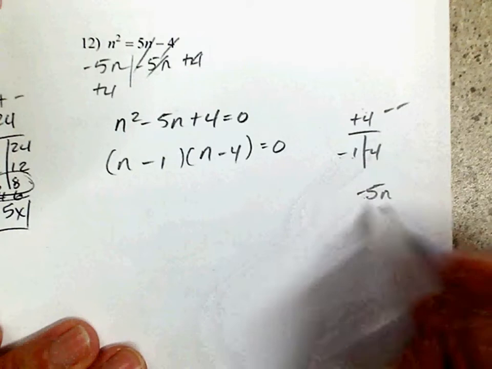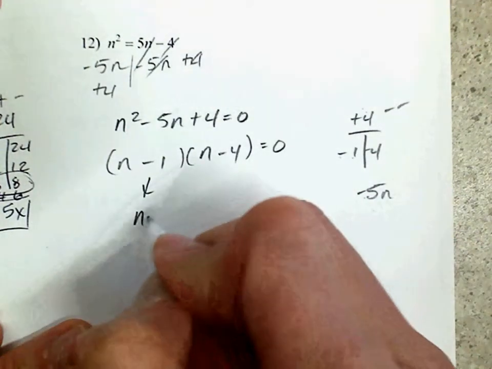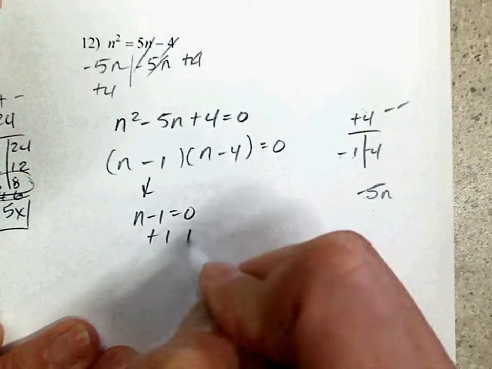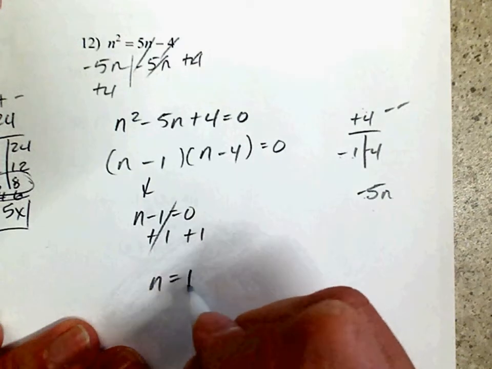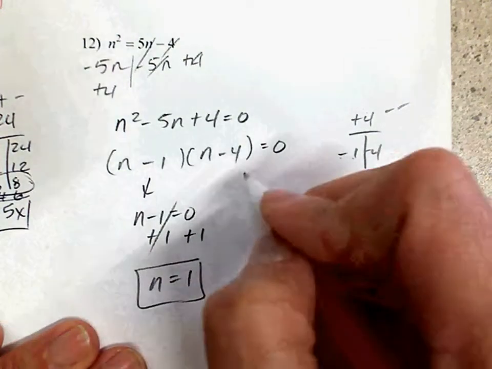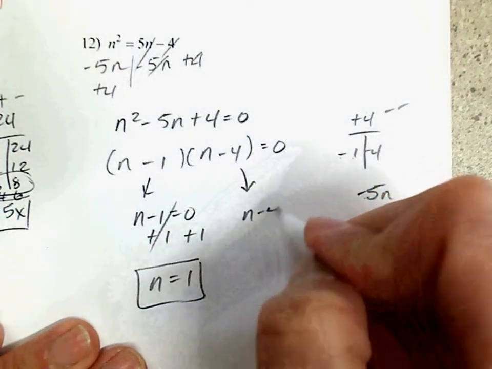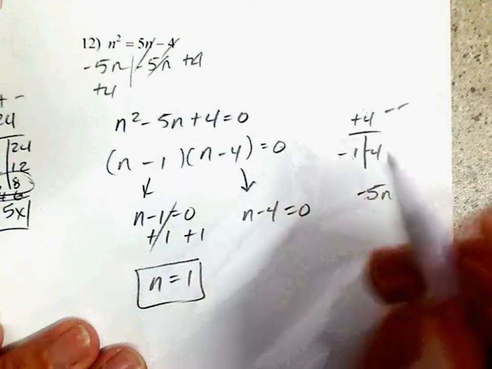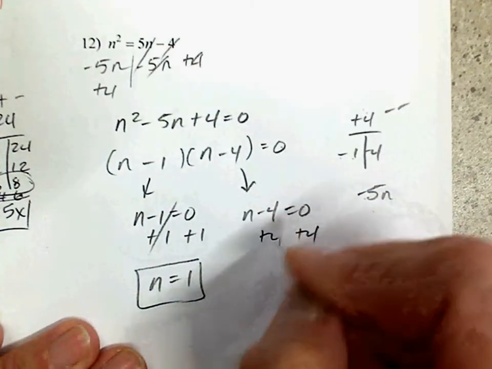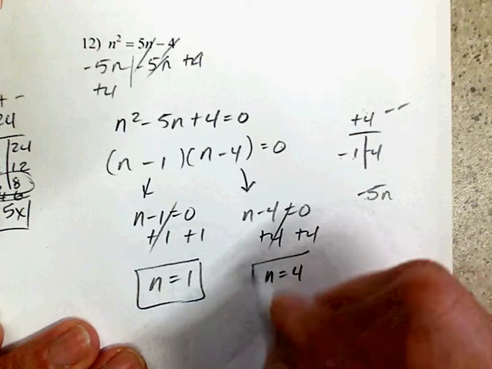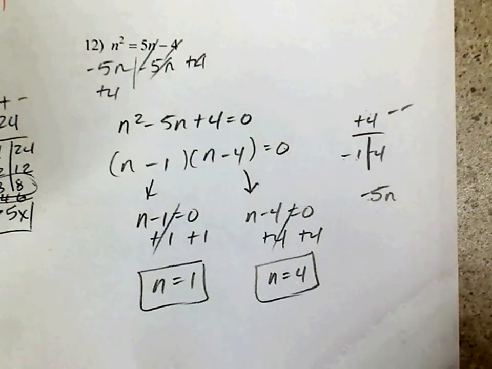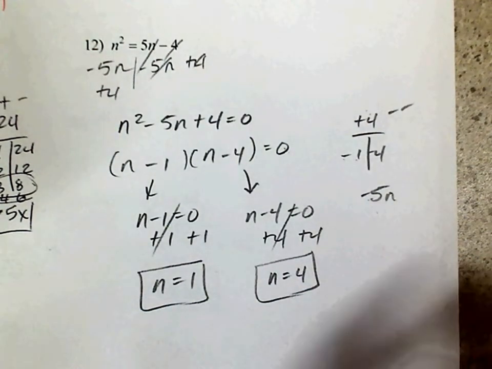Set each one equal to 0. Add 1 to both sides. N is equal to 1. N minus 4 is equal to 0. Add 4 to both sides. N is equal to 4. And there you have number 12.